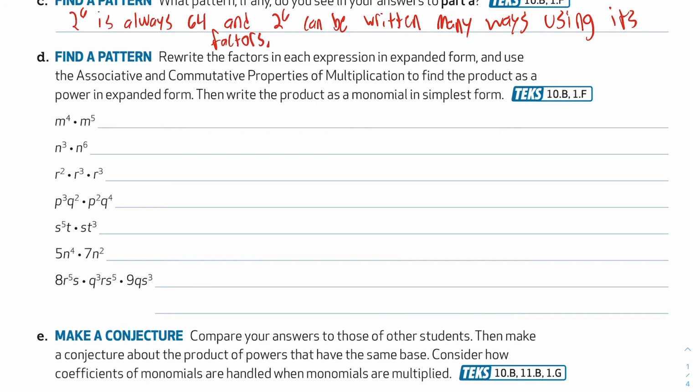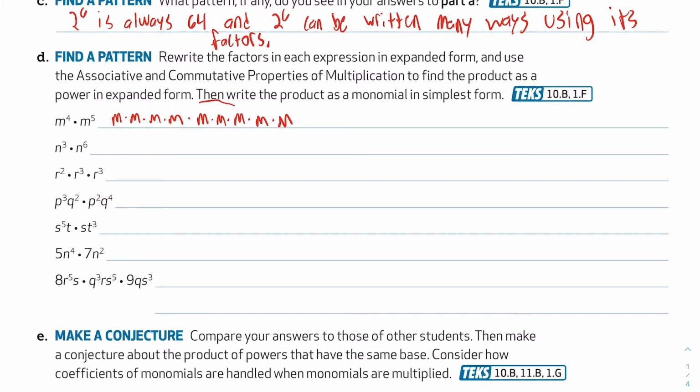Rewrite each of these in expanded form using the properties of multiplication. I'm going to do 3 of these with you. The rest you will do. So let's just start off with the first one. m to the fourth power means we have m times m times m times m, times m to the fifth power, which is m 5 times. So I should have 1, 2, 3, 4, 1, 2, 3, 4, 5.